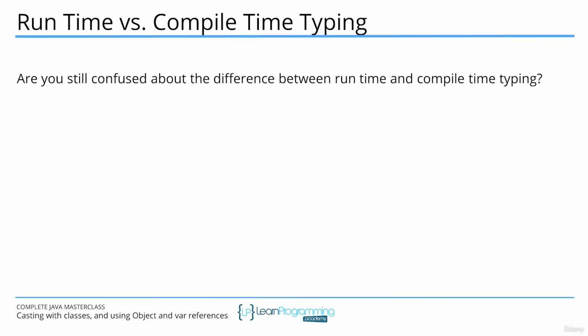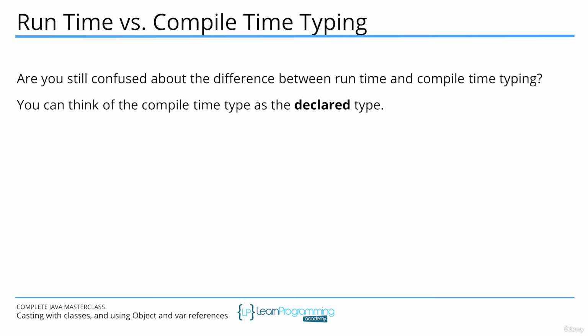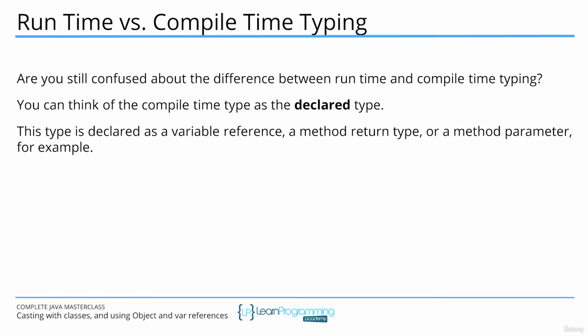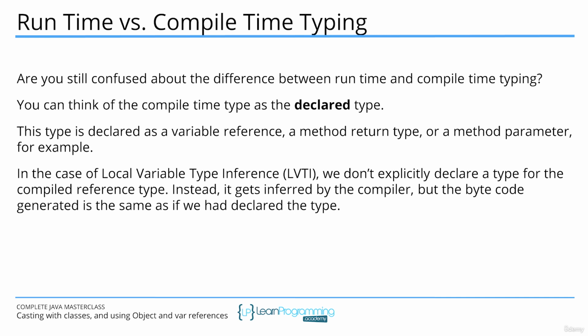Are you still confused about the difference between runtime and compile time typing? You can think of the compile time type as the declared type. This type is declared as a variable reference, a method return type, or a method parameter, for example. In the case of local variable type inference, LVTI, we don't explicitly declare a type for the compile time reference type. Instead, it gets inferred by the compiler, but the bytecode generated is the same as if we had declared the type.